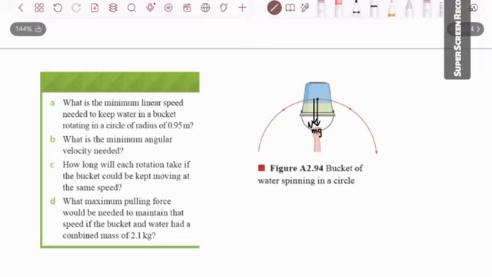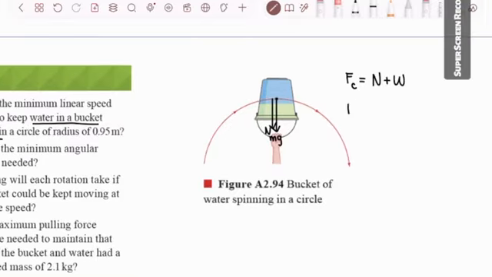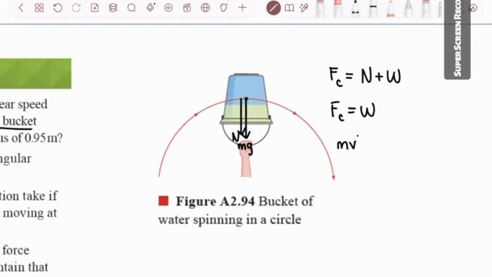And in order to keep the water in the bucket rotating without losing contact with the bucket is by making the normal equal to 0. And if I take normal as 0, that would mean that the F centripetal in this case is provided by the weight only. So we knew the formula for F centripetal is mv squared over r, and the weight is just mg. And if I were to cancel these m's out, I would get v equals square root gr.